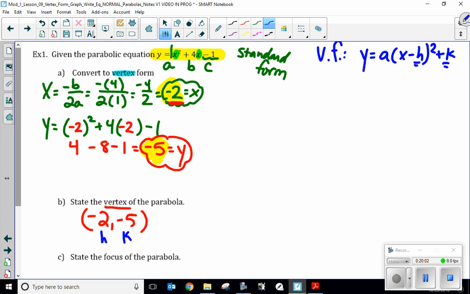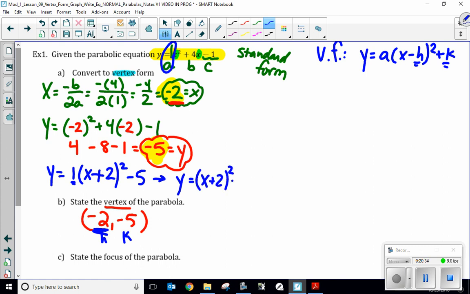But what about my a value? It's in the original problem. A is 1. So y equals a, which is 1, times x minus a negative 2, that's like a superplus, squared, plus k. So that's a negative 5. I'm adding a negative 5. You don't have to write the 1 here. That's optional. I just put that there. So ultimately, you get y equals x plus 2 squared minus 5. So you know what? You actually might like this way better. I said there are 2 ways. Okay, that's the first way.